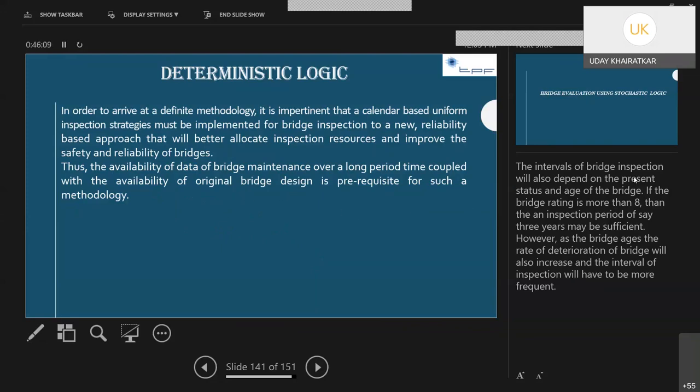The interval of bridge inspection will also depend on the present status and age of the bridge. If the bridge rating is more than 8, then an inspection period of, say, 3 years may be sufficient. However, as the bridge ages, the rate of deterioration of the bridge will also increase and the interval of the inspection will also have to be more frequent. Obviously, if the bridge is in good condition, you don't have to maintain it at shorter intervals. As the bridge ages, definitely the maintenance period is shorter.